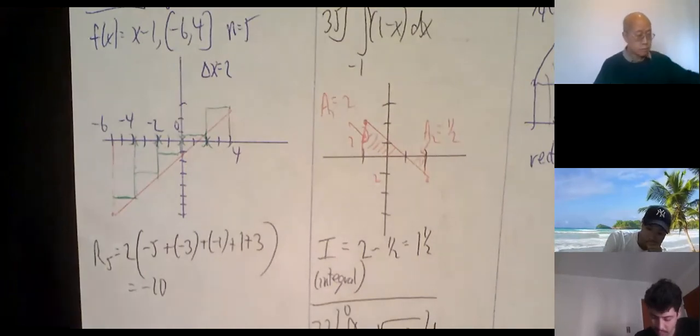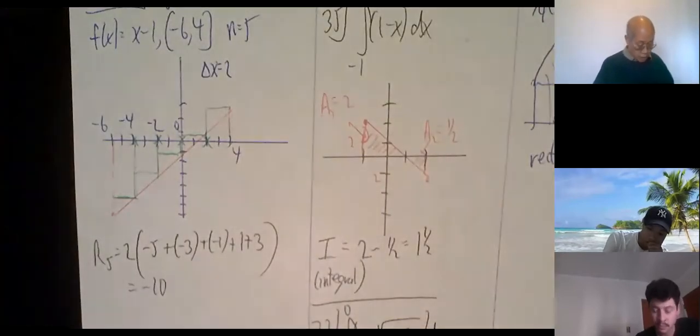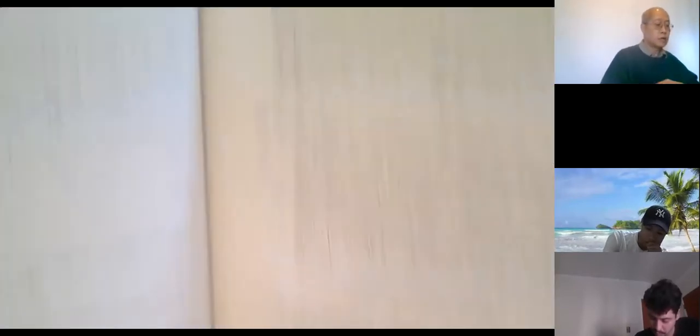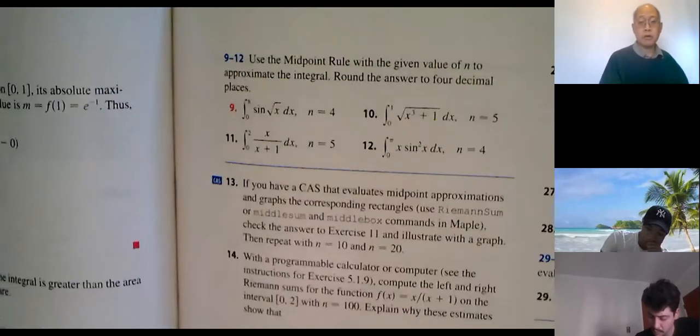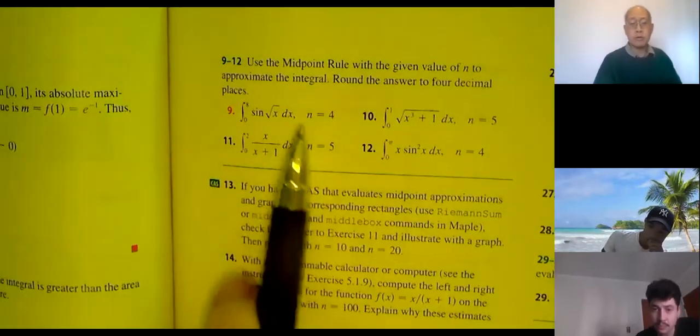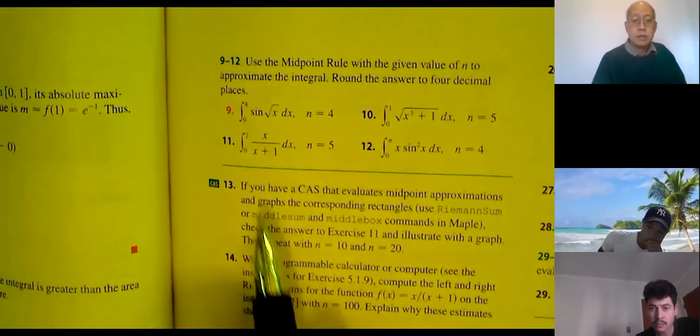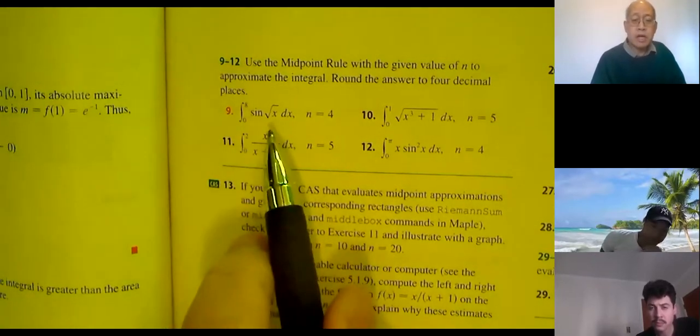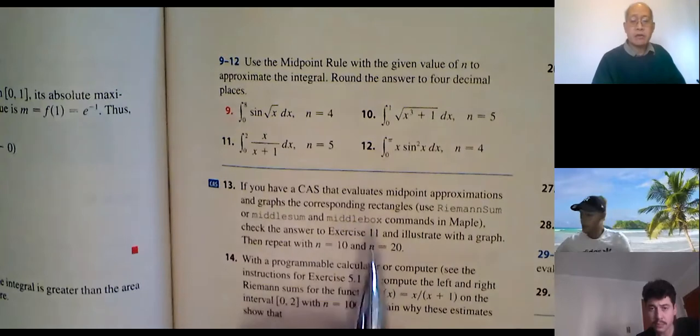That's it. Okay, I was going to show you number 9 without actually graphing it because it's a difficult graph. Number 9, use the midpoint rule. Okay. Integral from 0 to 8 of sine radical x dx, n equals 4.